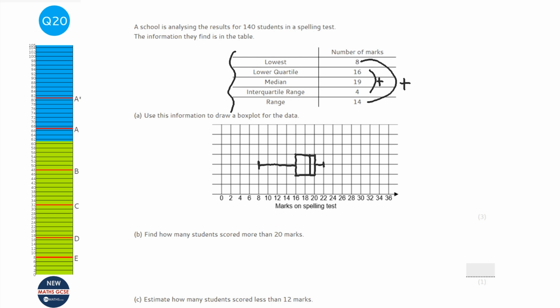Question B says, find how many students scored more than 20 marks. Well, 20 marks is our upper quartile. That means that 25% of the students scored more than 20 marks. So there are 140 students, so I just need to find out 25% of 140, and I can halve it, then halve it again, which is 35. So it's 35 students.